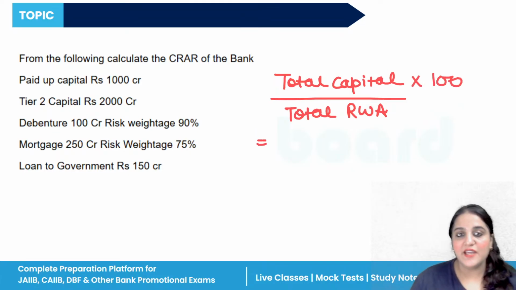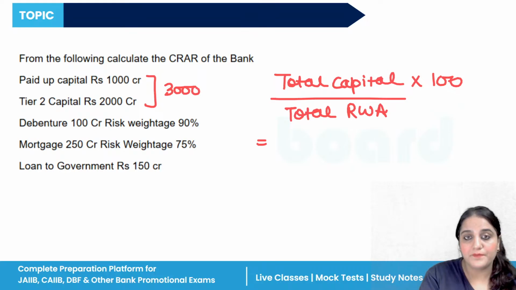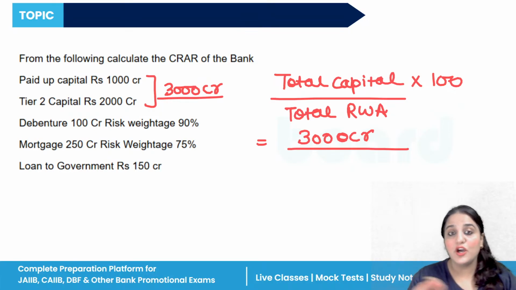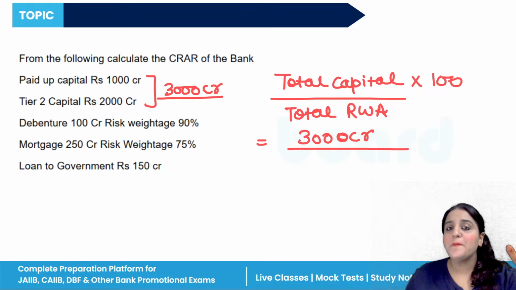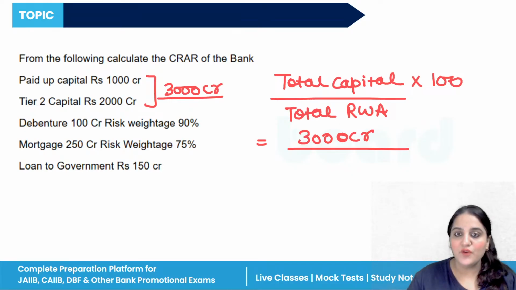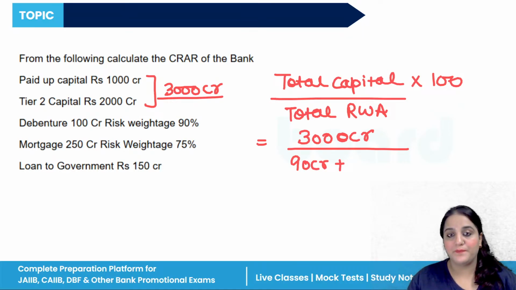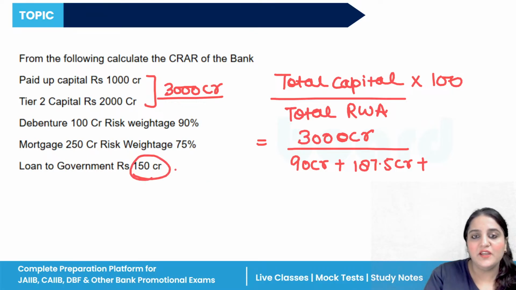So tier 1 and tier 2 capital is about 3000 crore. Now 100 crore debentures are there and the weightage of risk is 90%. So calculate the 90% of these 100 crore, which is equals to 90 crore. Then 75% of 250 crore, which is equals to 187.5 crore. And 150 crore no risk weight.